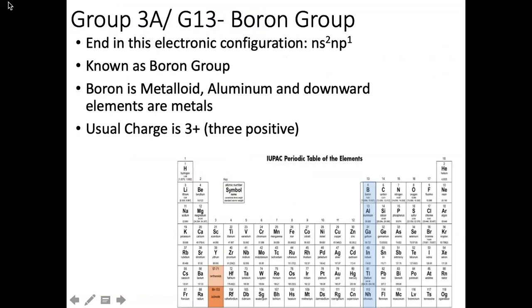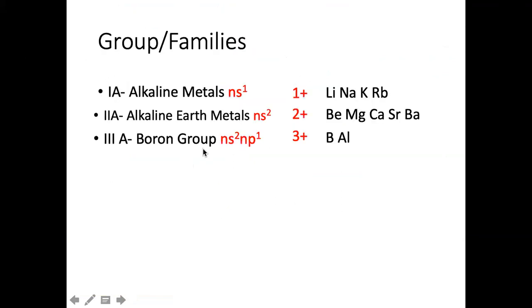And so the group 3A, known as the boron group, boron is the first metalloid. Aluminum and downward elements are metals. And the usual charge of these metals is 3 positive. So we have here the aluminum ion. Okay, you call this the aluminum ion.